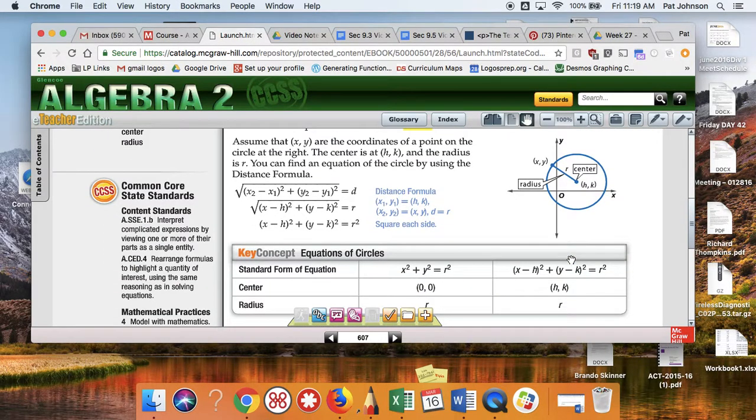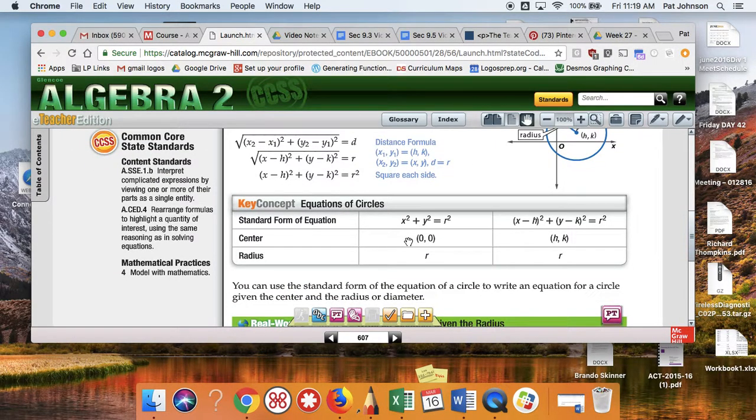Now, we can use our distance formula, which we've already learned, to write the equation of a circle that's translated by h comma k units. Just like any other function that we've done, we've got translations of h, k. So let's look at the general formulas, the key concepts of the circle. This is going to be important.